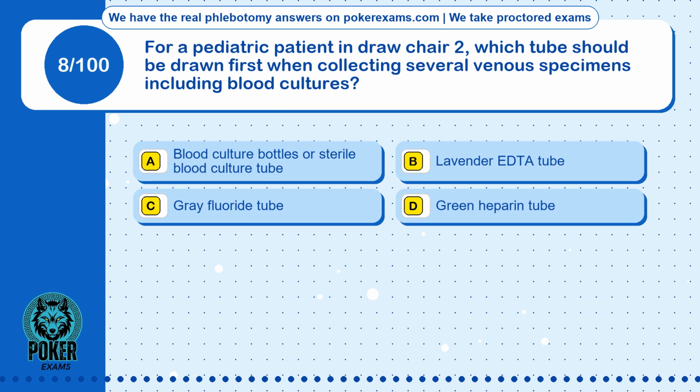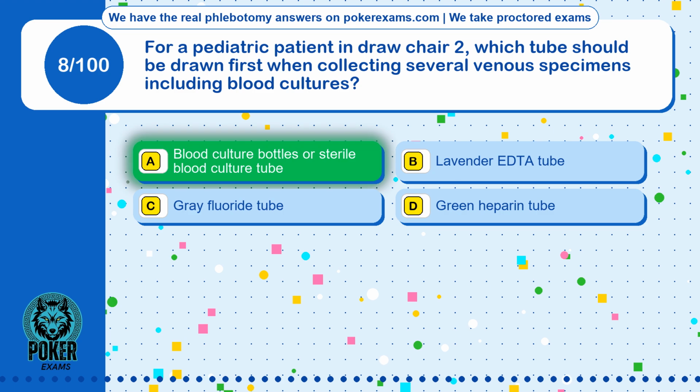Question 8. For a pediatric patient in Draw Chair 2, which tube should be drawn first when collecting several venous specimens including blood cultures? Option A. Blood culture bottles or sterile blood culture tube. Option B. Lavender EDTA tube. Option C. Gray fluoride tube. Option D. Green heparin tube.